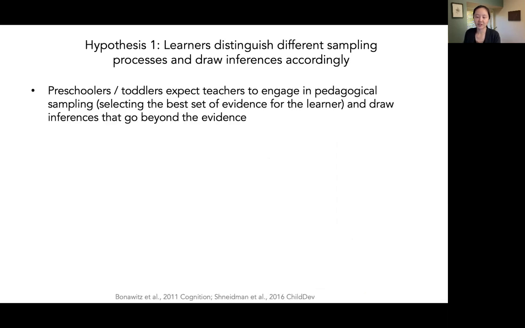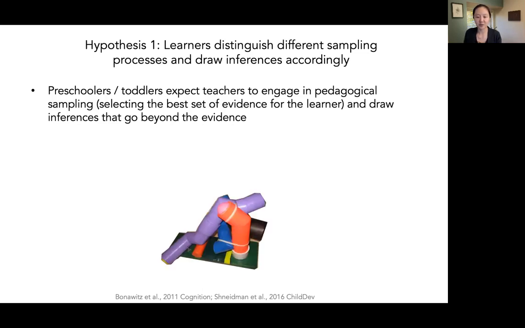Now, learning from teachers is a case of strong sampling where the teacher deliberately selects the best set of evidence for the learner, given what the learner knows and wants to learn. So what this means is that if the learner understands the difference between learning from a teacher who knows something about the world and somebody who doesn't know anything, they ought to be able to draw different inferences depending on the context and depending on who they're learning from.